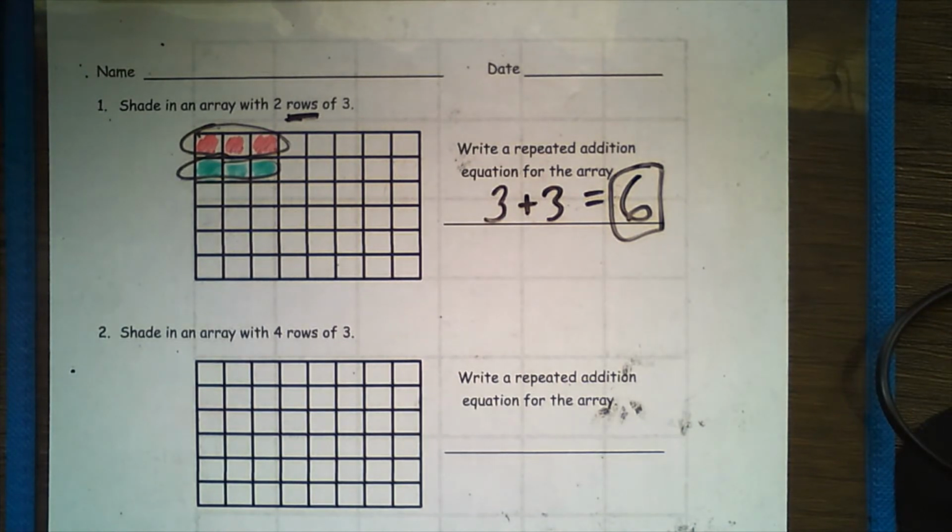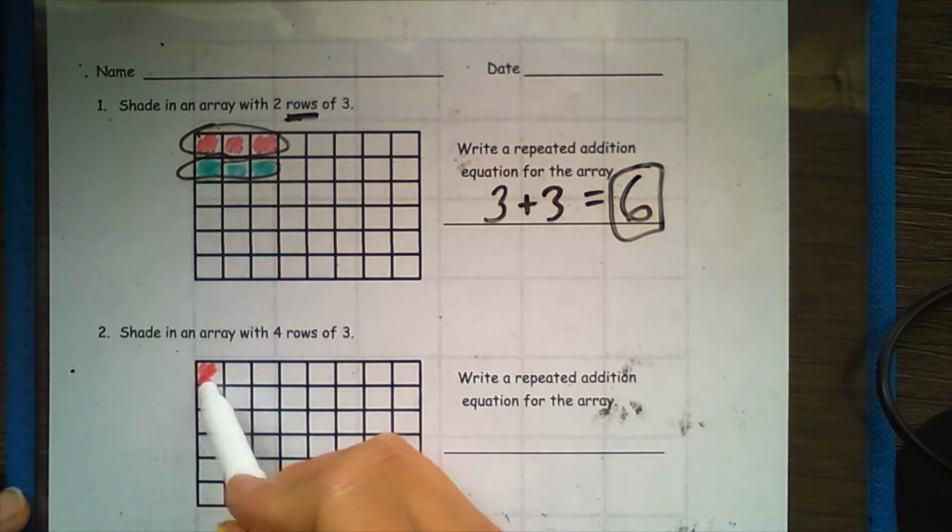Let's continue with problem number 2. How many rows are we going to color? Great. It says to shade an array with 4 rows of 3. So we're going to color in 4 rows. How many squares in each row do we need to color? 3 squares, because it says rows of 3. Let's go ahead and do that. And remember to use a different color for each row.